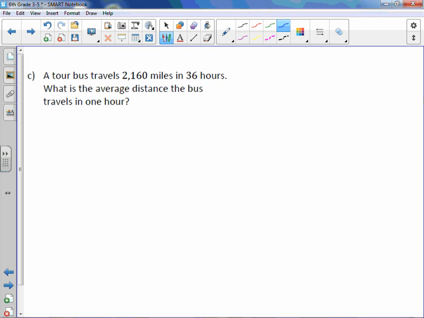Letter C. A tour bus travels 2,160 miles in 36 hours. What is the average distance the bus travels in 1 hour? So we're actually finding a unit right here. We do that again just by dividing. So 36 into 2,160.